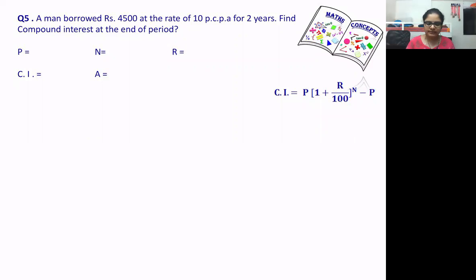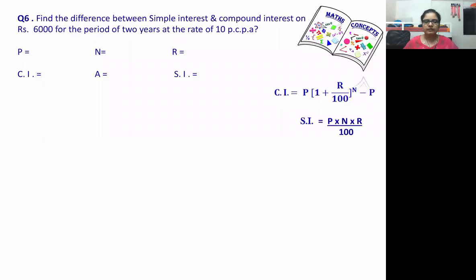Let me show you the next example. Now here, find the difference between simple interest and compound interest on rupees 6,000 for the period of 2 years at the rate of 10% per annum. Now here again, principal is given, number of years, that is n, is given, and r is also given. All 3 things are given. But you have to find out the difference between compound interest and simple interest.